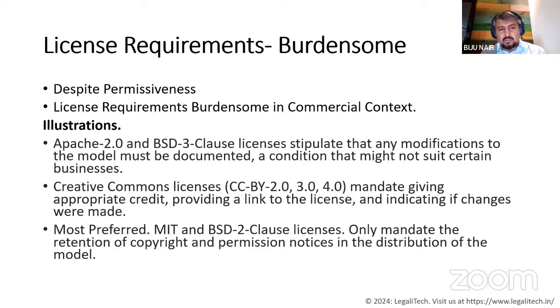So, for example, Apache 2.0 and BSD3 stipulate that any modification to the model must be documented. So that is burdensome. Creative Commons 2.0, 3.0, and 4.0 mandate giving appropriate credit, providing a link to the license, and indicating if any changes were made. So from this, the most user-friendly and least burdensome are the MIT and BSD two-clause licenses, which only mandate two things. You have to retain the copyright notice and the permission notice in the distribution of the model.